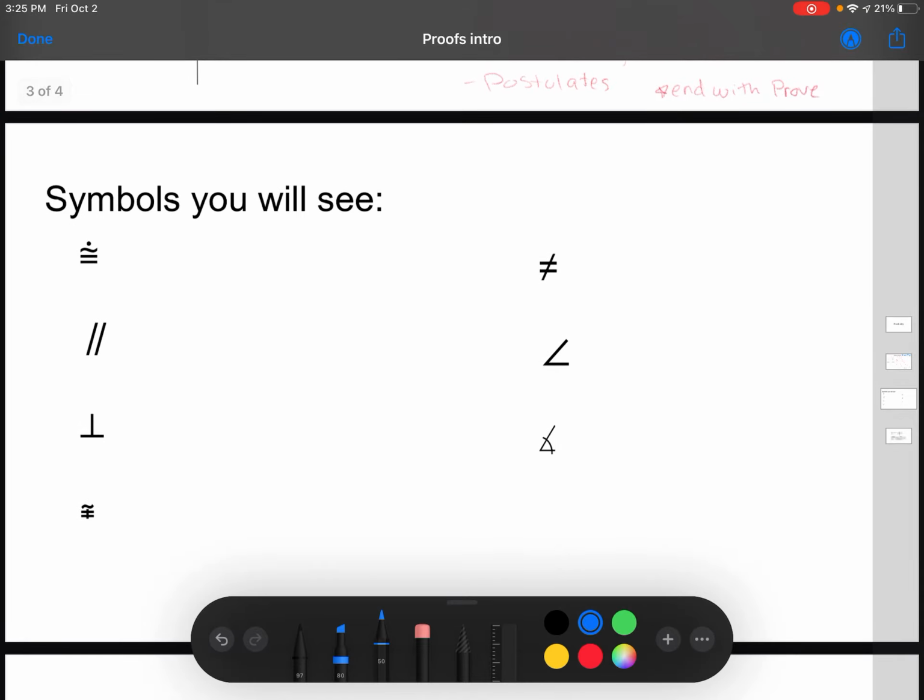Next, there are some symbols that you're going to start seeing, both with the proofs and just in class generally. Some of them we've seen before. The first one is for congruent things, the equal sign with the squiggle. Next, you have two lines. That's for parallel. The next one is for perpendicular lines, which is just a tiny little picture of what perpendicular looks like.